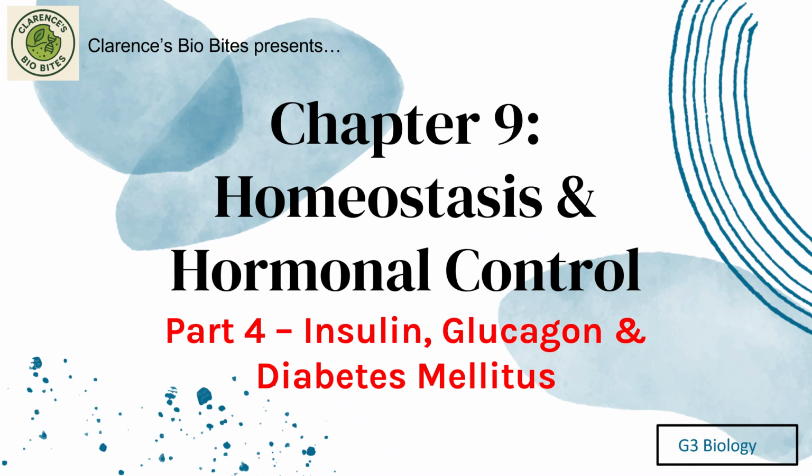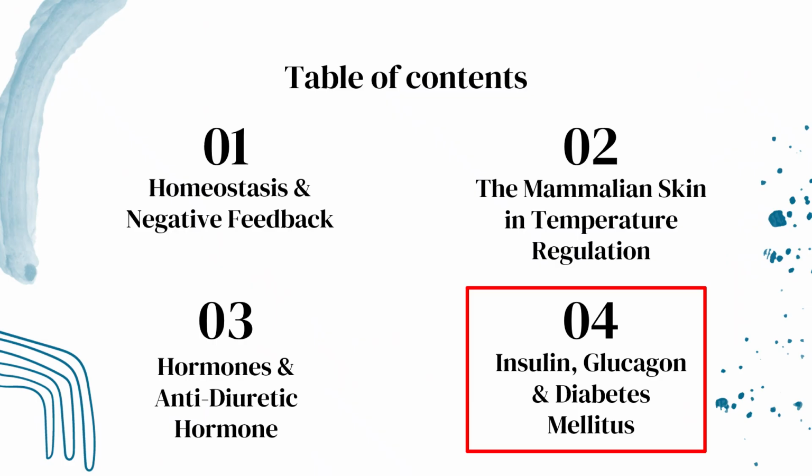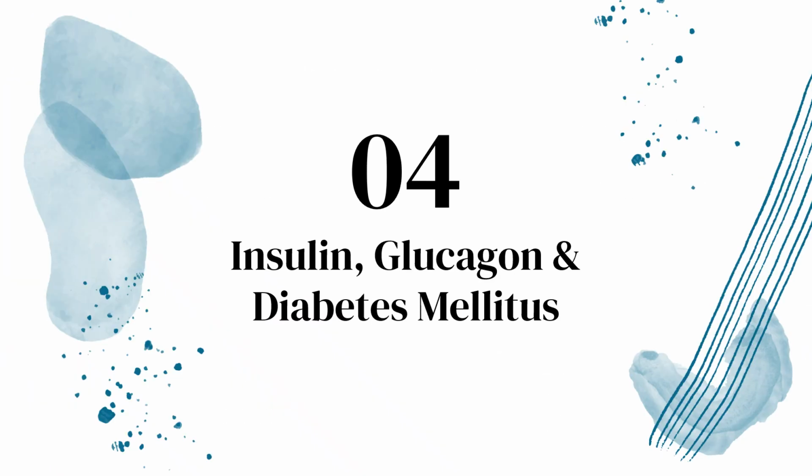Hello everyone. So this is part 4, the last part for the chapter on homeostasis and hormonal control. This chapter again is split into 4 parts, and for today in this video, I'll be talking about insulin and glucagon, and something that is new, which is diabetes. All right. So let's begin.